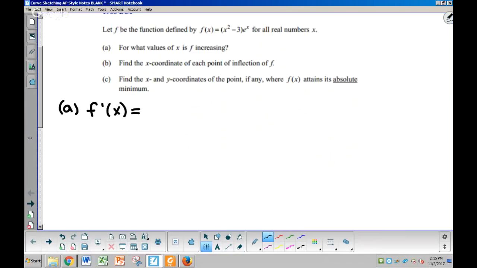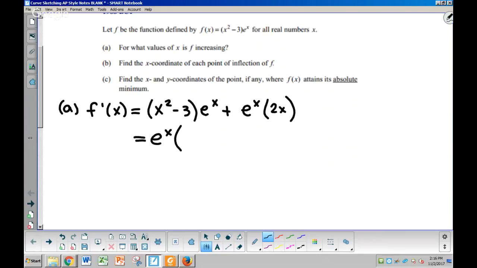Which rule must we use? Product rule. So we're going to say first, which is x squared minus 3, times the second, which is e to the x, plus second, which is e to the x times the derivative of the first, which is 2x. Now, before I find the zeros, I'm going to simplify by factoring e to the x out. And we're left with x squared plus 2x minus 3. So that's f prime of x.